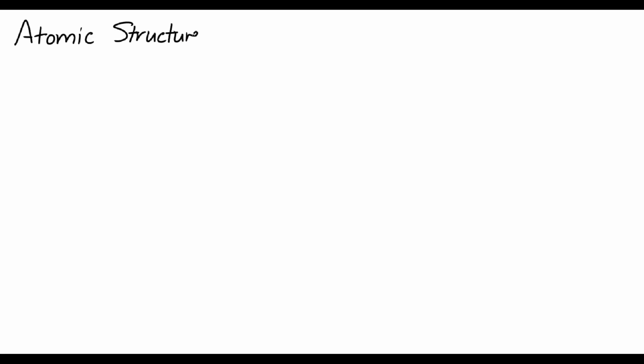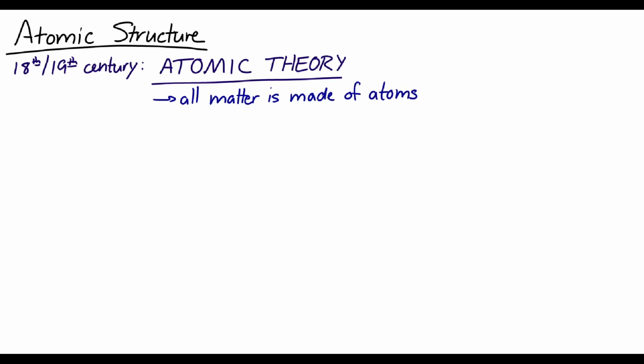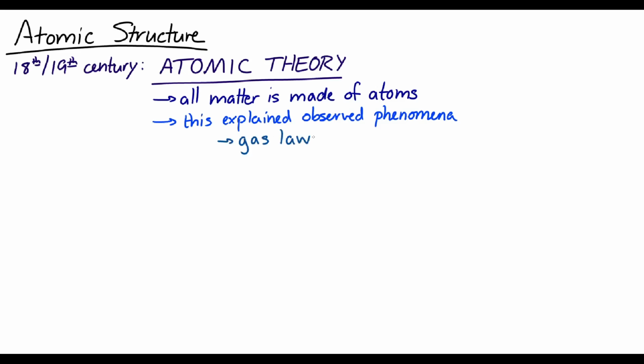Let's take a look at atomic structure. In the 18th and 19th centuries, scientists developed and accepted the atomic theory. The atomic theory was the idea that everything, all matter, is made up of tiny little things called atoms. If you accept this atomic theory, you can explain a lot of phenomena that otherwise they weren't able to explain. For example, the gas laws.